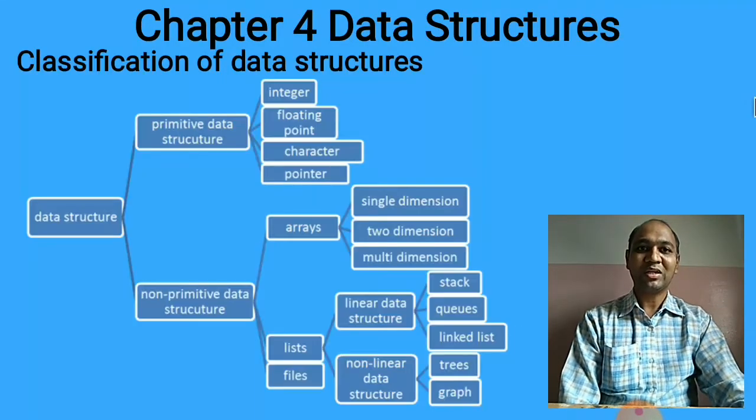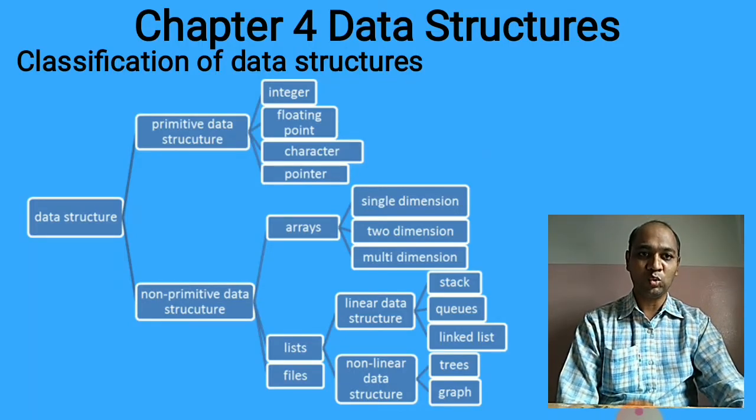Now let us continue with the classification of data structures. Here you can see in the picture, data structure is broadly classified into primitive data structures and non-primitive data structures. Under primitive data structures we have integer, floating point, character and pointer. All these are inbuilt data types which we have already studied. Next, non-primitive data structure is further classified into 3 different types: arrays, lists and files. Arrays are further classified into single dimensional array, 2-dimensional array and multi-dimensional array. This we have already studied in PU1 and even in PU2 classes.